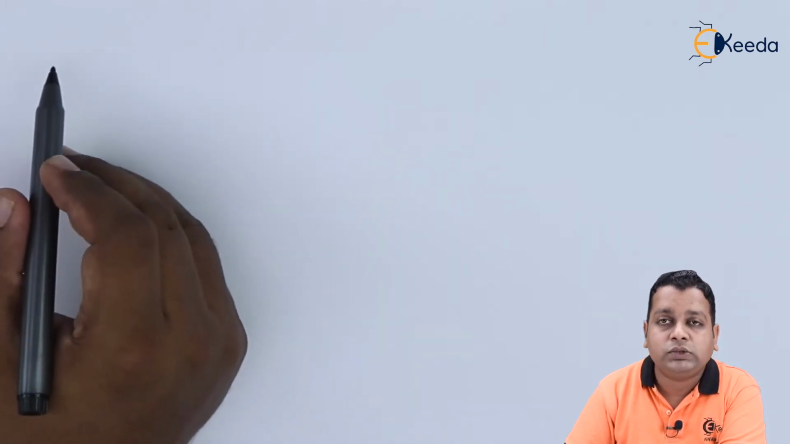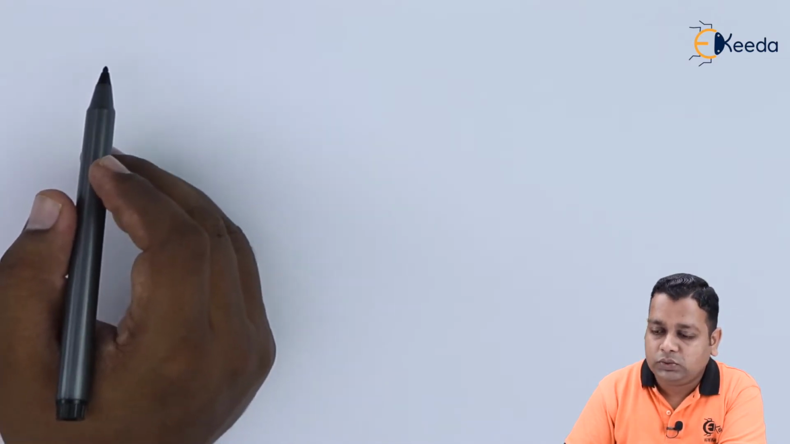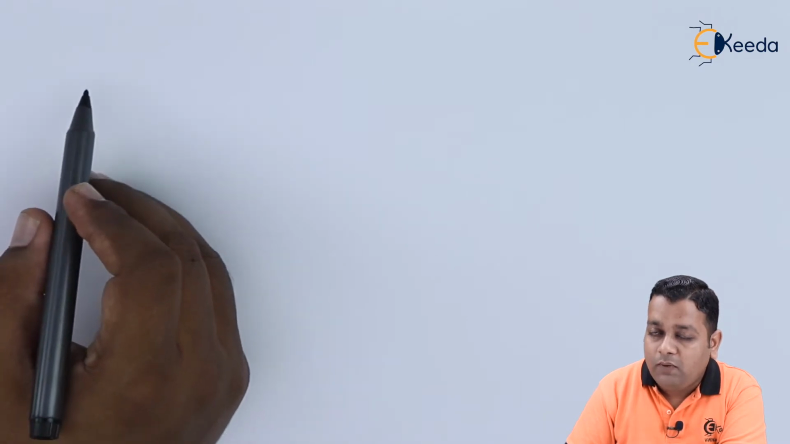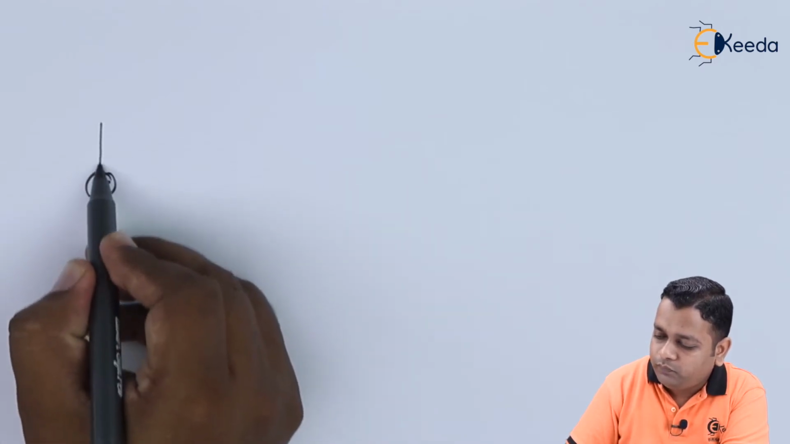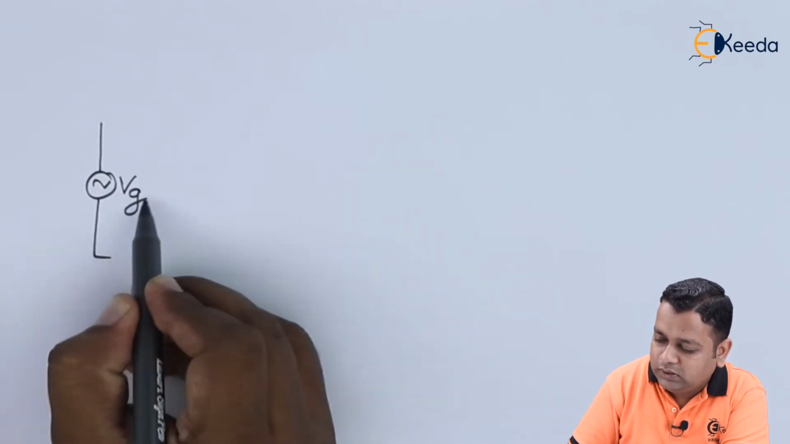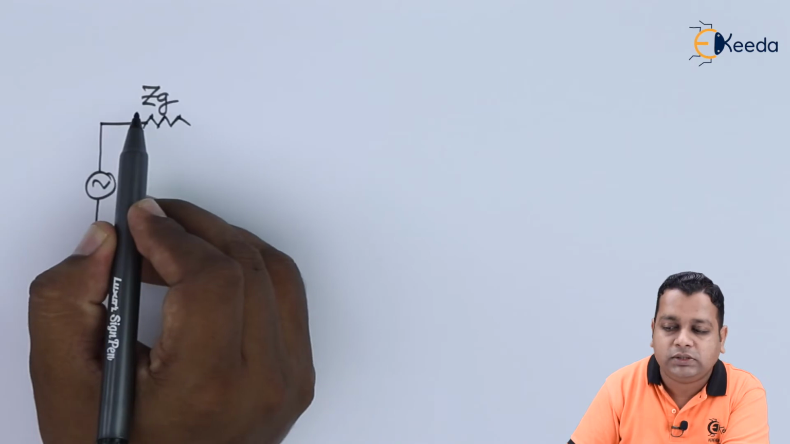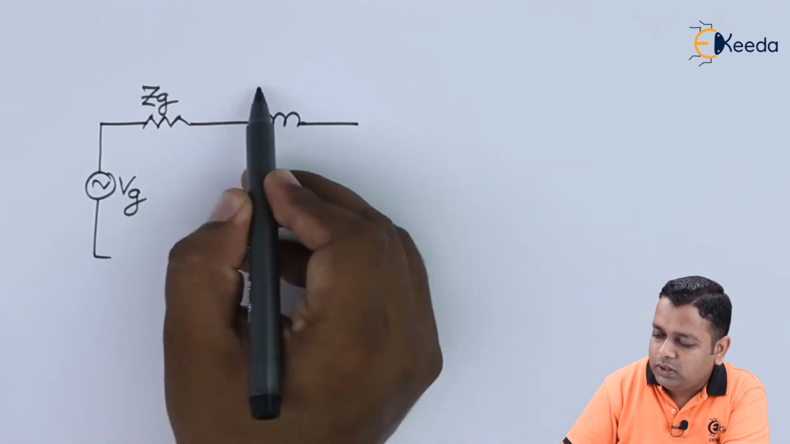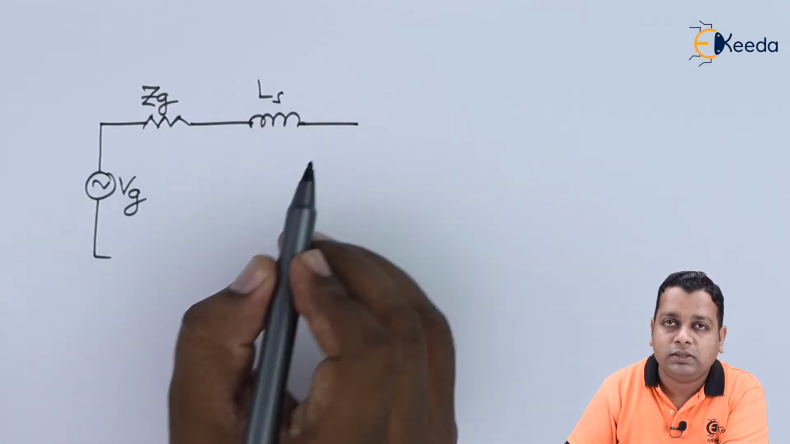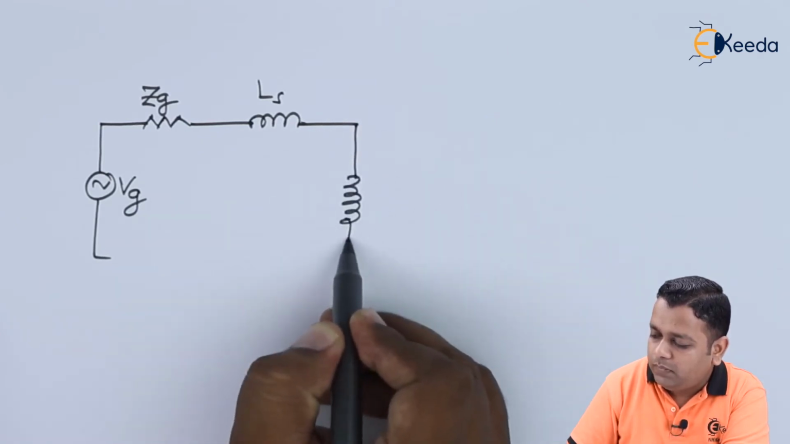If we imagine that the cavity is coupled by means of an ideal transformer and a series inductance, then the cavity coupling circuitry can be shown as follows. Here we have the generator, so the generator supply is V suffix G. It has the internal impedance represented as Z suffix G, and it is connected in series to the inductor here. Let us say it is L suffix S for series connection, and now here is the transformer for the coupling purpose.